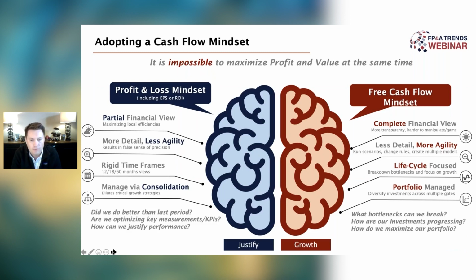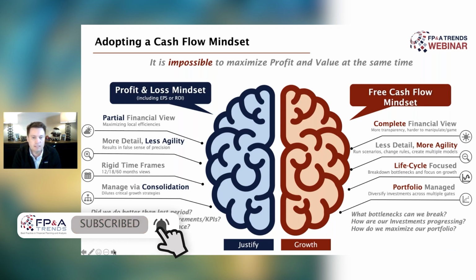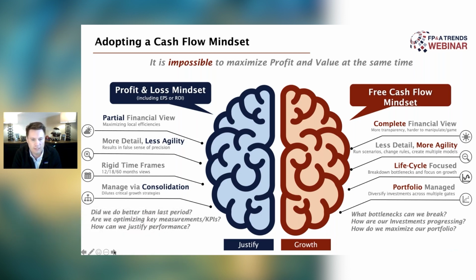So when you have a free cash flow mindset, as Larissa mentioned, you have a complete financial view. That's why I think cash is really king in an FP&A world. It's a complete view. It's not just a P&L view. It's not just a balance sheet view. It's a complete view of your financials. It's more transparent. It's harder to manipulate.